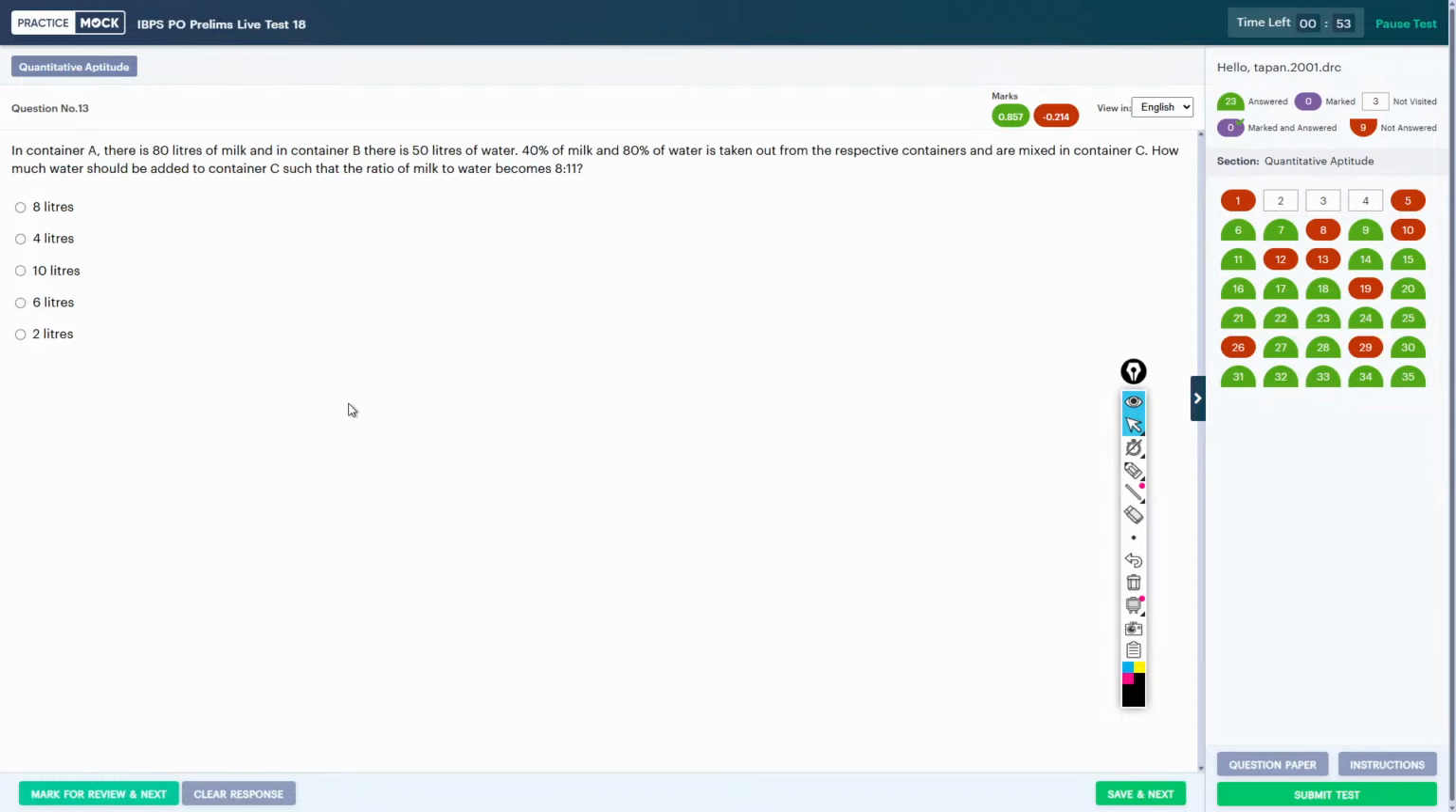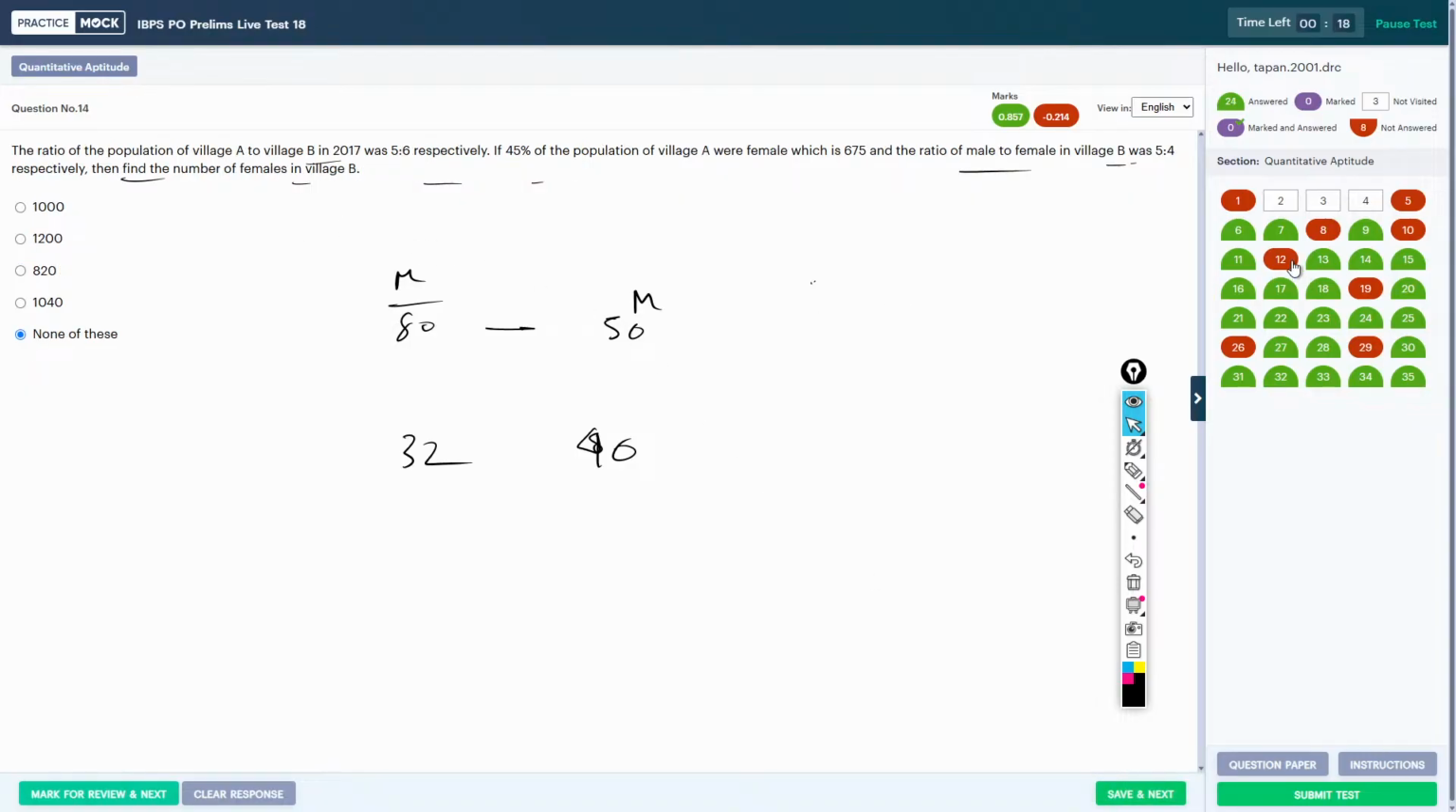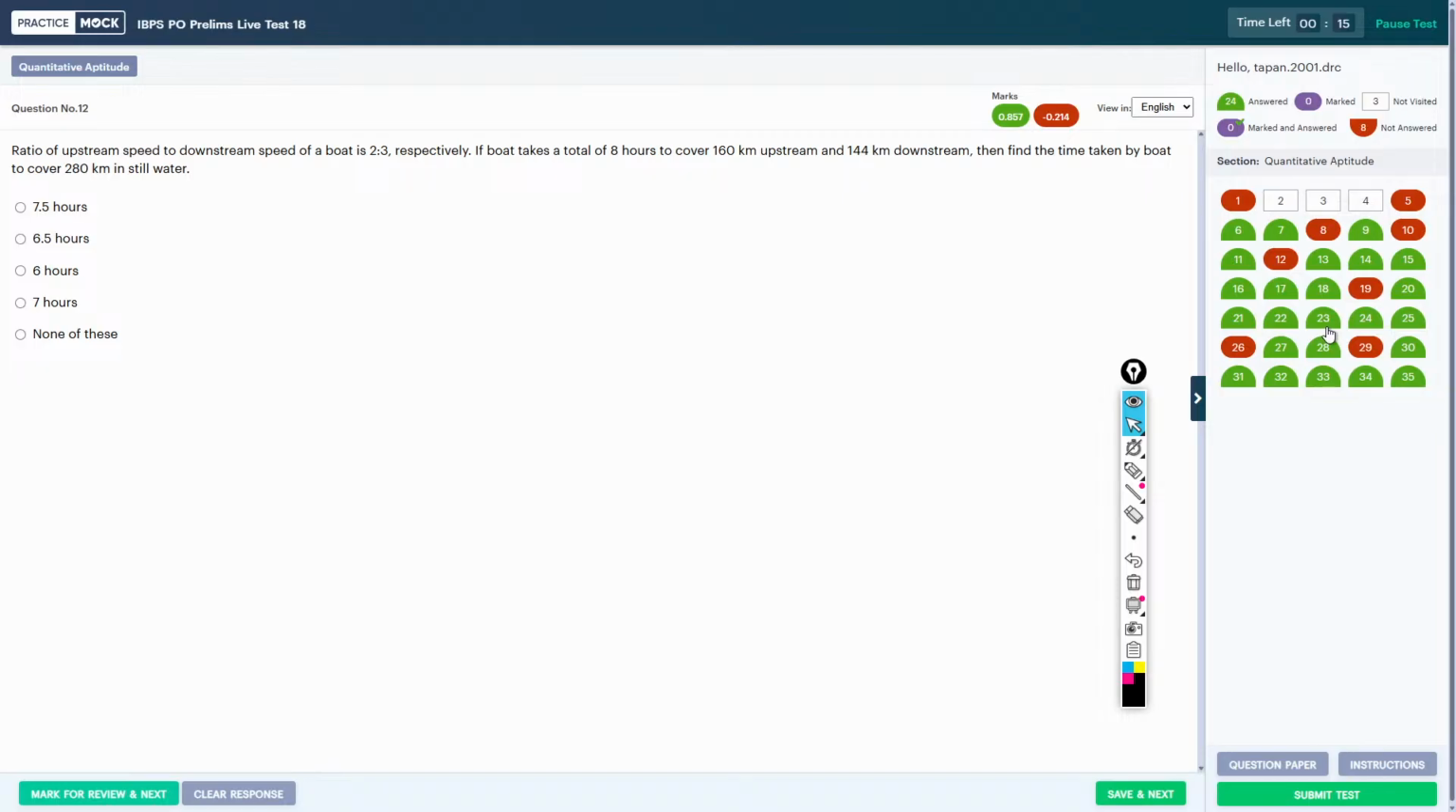Okay. In a container A, there is 80 liters of milk. And container B, okay. Okay, just 80 liters, milk and water is 50. So 40%, 32, 80%, 40. Container should be milk, how much water should be added such that the ratio becomes 8 to 11, milk to water. So how much water? So 8, 4, so 4 liters. Okay. Next one is going to be this one, upstream speed. Okay, not possible to do.